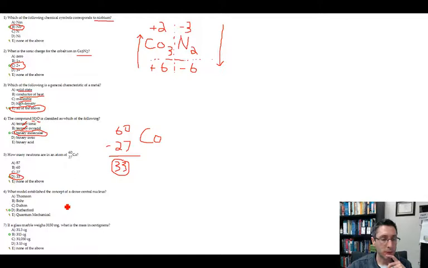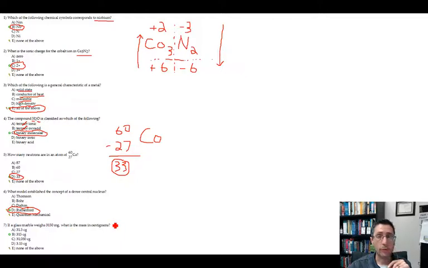Number 6, what model established the concept of a dense central nucleus? This you just had to review all the various models, and this was really Rutherford with that gold foil experiment, firing the alpha particles, some of them bent or bounced straight back. These higher energy bullets hit something and rebounded. That something they hit was this dense nucleus. So that was Rutherford in his gold foil experiment.